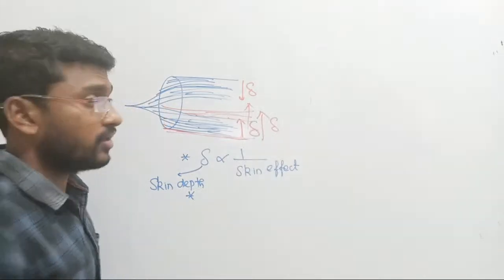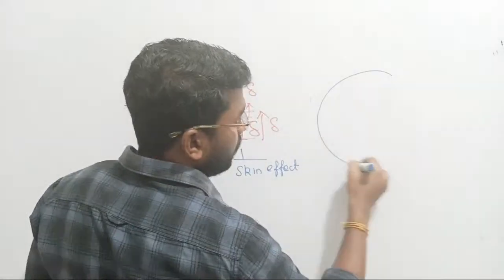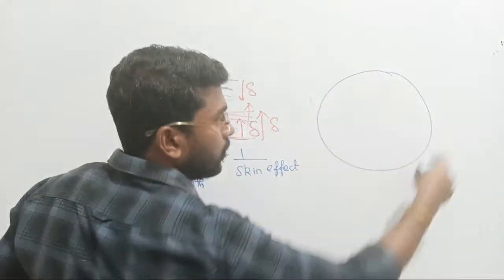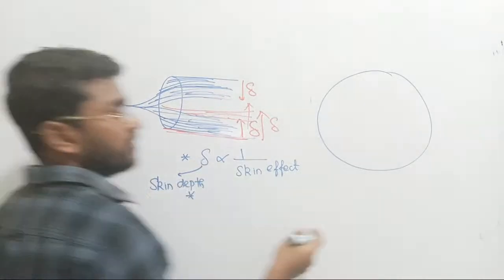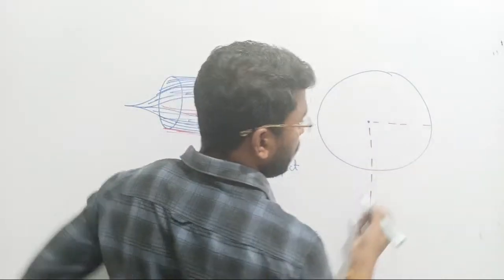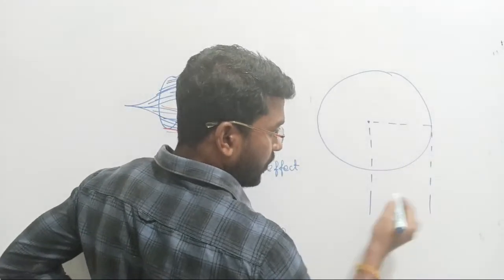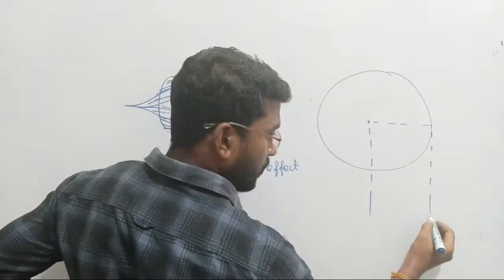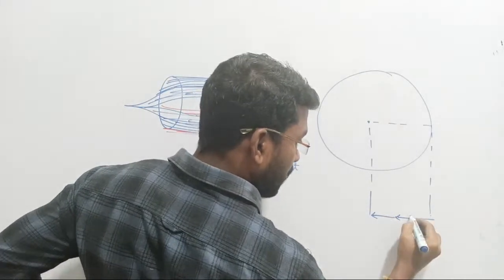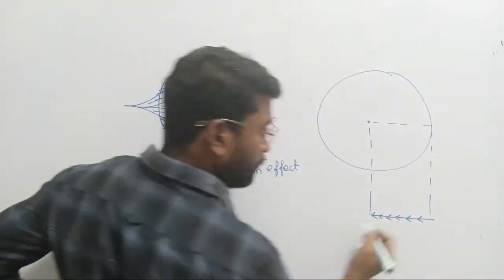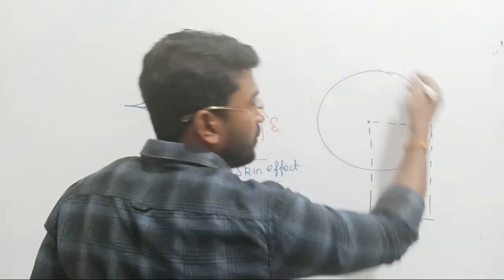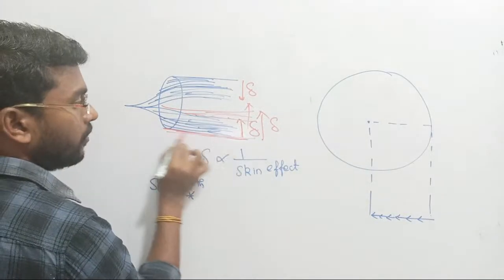Let me draw the waveform for this conductor, let me take the side view. When you look at the conductor from the side, you can see this one. If I now draw the waveform from the center point, from the outer point I am increasing and travelling like this. We know that on the outer surface we can carry the maximum amount of current flow.